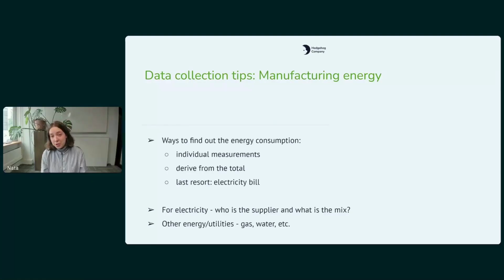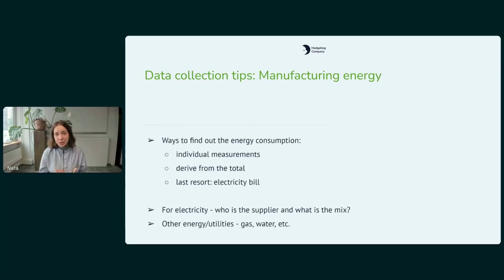When it comes to the manufacturing energy, so the energy that is consumed during the manufacturing process of your product, there are a couple of ways to measure or calculate the energy that is required. The method that we prefer is individual measurements of all the machinery. So you can put electricity meters on all the machines that are used during the manufacturing and measure the amount of energy that is required per functional unit.